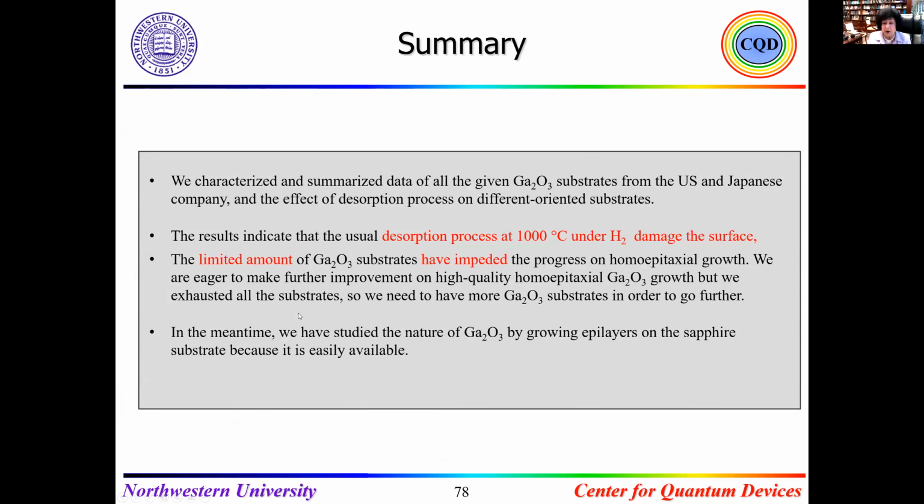So I found that the problem is, in the summary, the characterized and summarized data of all the given gallium oxide substrates from the US and Japanese companies show the effect of the desorption process on different orientation substrates. The result indicates that the usual desorption process at 1000 degrees C is damaging under hydrogen. The limited amount of gallium oxide substrate has impeded the progress on homoepitaxial growth, and we are eager to make further improvement in high quality homoepitaxial gallium oxide.